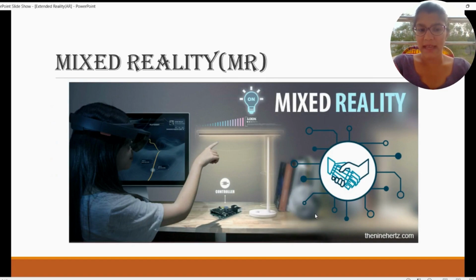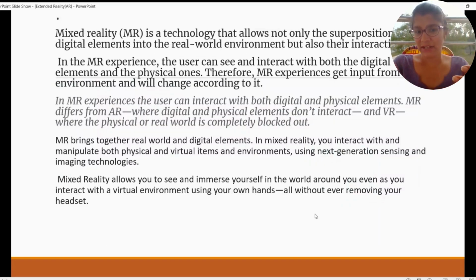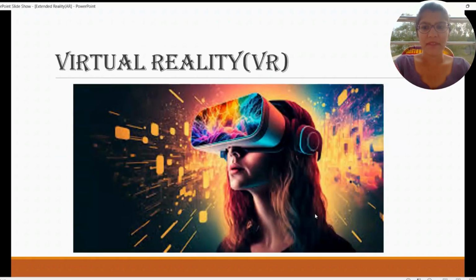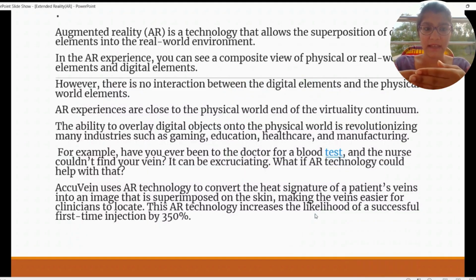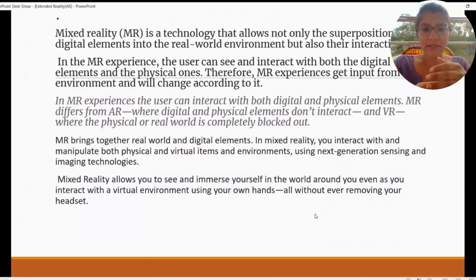What is mixed reality? As you can see in the image, it looks like a mix of everything. Mixed reality is a technology that allows not only the superposition of digital elements into the real world, but also their interactions. As we have seen, augmented reality allows only the superposition of digital elements into the real world, whereas in mixed reality we can see not only the superposition but also their interactions. In mixed reality experiences, the user can see and interact with both digital elements and physical ones.